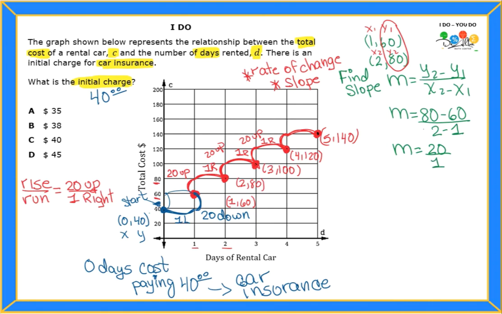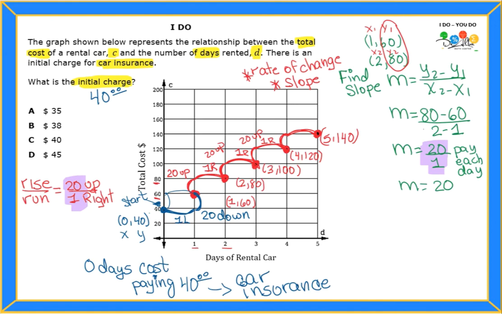So notice how this number here, 20 over 1, is the same number that I found on the rise over run. Is that correct? Okay, good. So that means that the slope is going to be 20. So what does that mean? Well, it means that you're going to pay $20 every day. Okay, so you're going to pay $20 for each day.